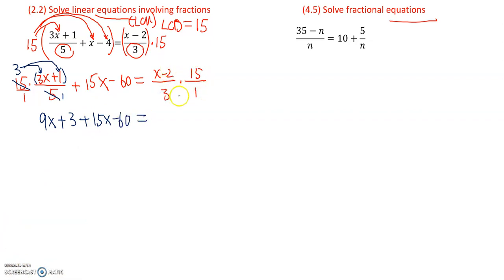Similarly, we can reduce these numbers. 3 is reduced to 1. We divide both of them by 3. So we get 5 up here. Again, top times top, this 5 needs to multiply with both terms. That gives us 5x minus 10. Notice that this process, finding the least common denominator and multiplying both sides by the least common denominator, will get rid of all the denominators. For the rest, we just combine like terms and get x by itself.